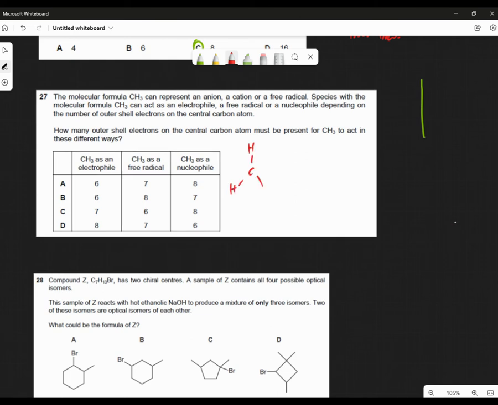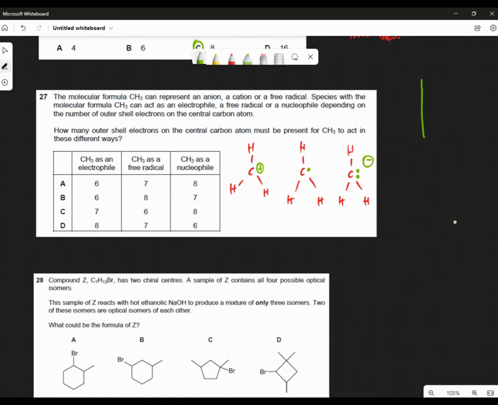You can have this. You can have this. And you can have this. These are 3 ways the CH3 can be. First one, an electrophile. That means it's going to be positively charged. Okay, if it's a free radical, it's just an electron there. And if it's a nucleophile, it's going to be negatively charged.